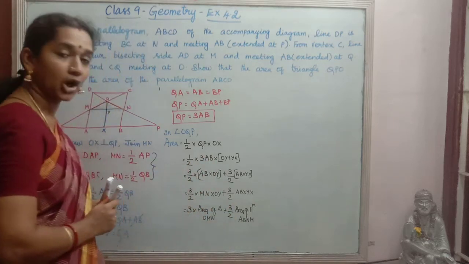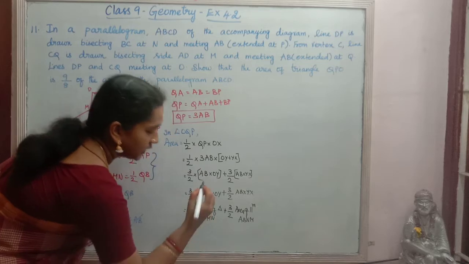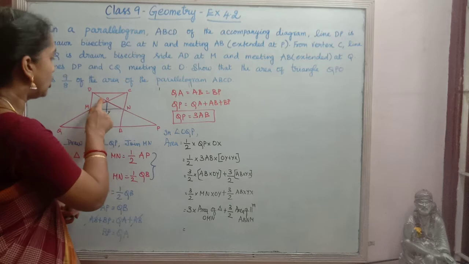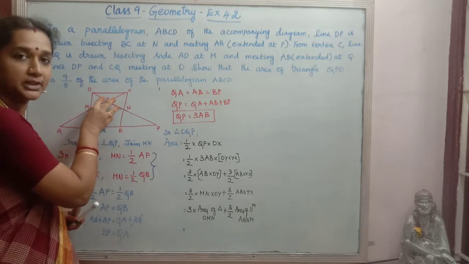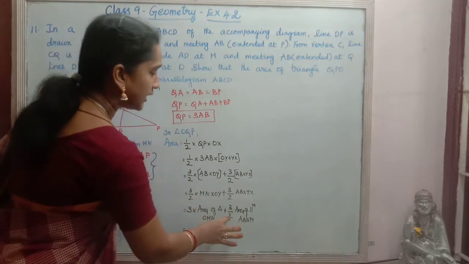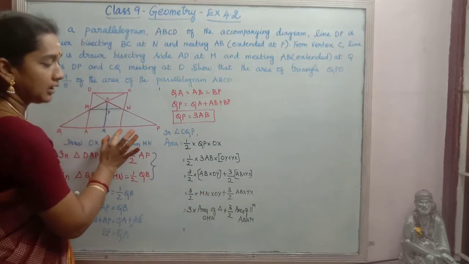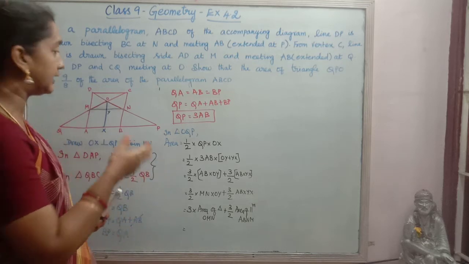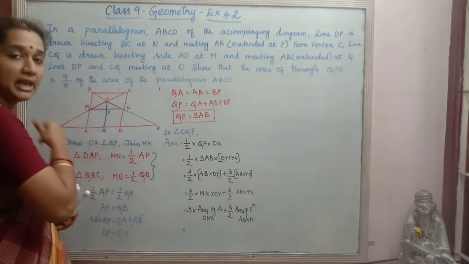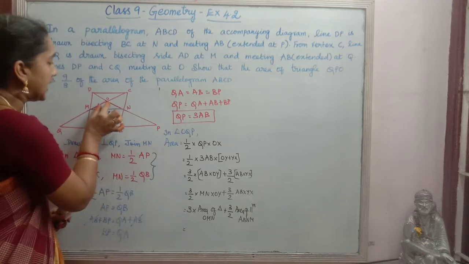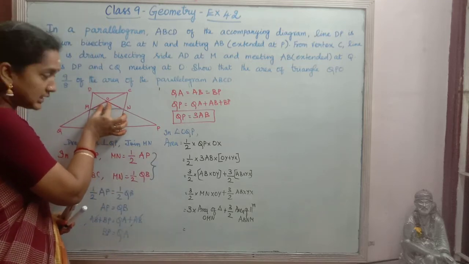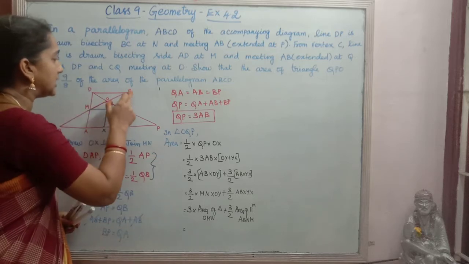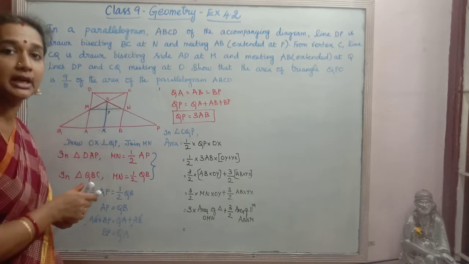So these two things we got. Now we are asked to derive the area of OMN. The area of this triangle OMN we got, then the area of the parallelogram ABNM. Ultimately, we have to rewrite it in terms of the parallelogram ABCD. So this area of OMN is 1/4 of the area of the parallelogram MNCD.